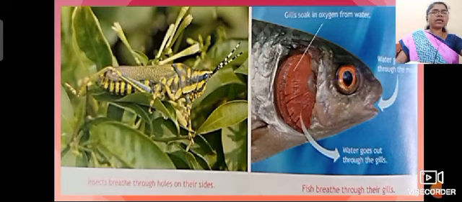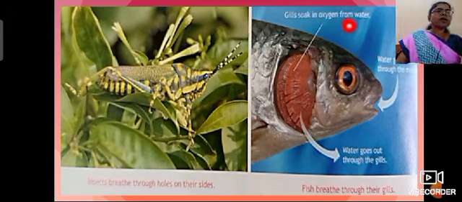Next we'll see how do the insects and fish in the water breathe. Okay, insects breathe through the holes on their sides. Okay, they have holes on their sides and they'll breathe through the holes on their body. And here you can see gills. Gills soak in the oxygen from water.